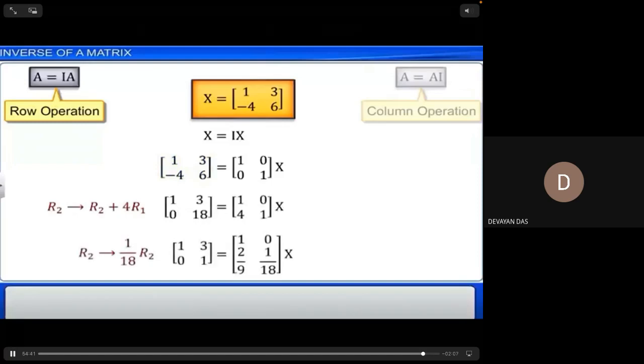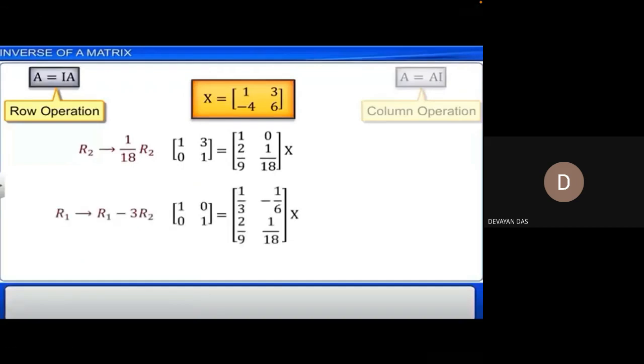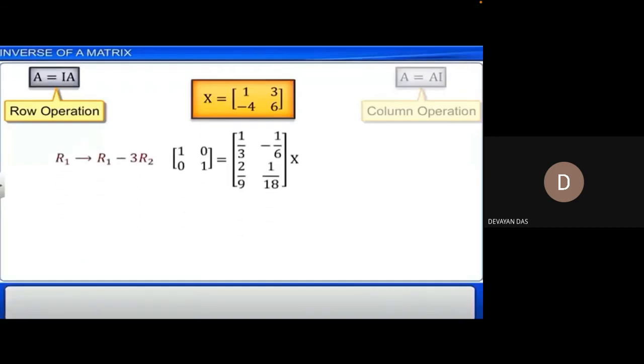Now again what to do? We have to make that 3 a 0. How do you make this a 0? R1 goes to R1 minus 3R2. Do R1 minus 3R2. The 1 will not change, the 0 will not change either. The same is applied on the right hand side matrix also. So now whatever matrix we get on the right hand side, that is the inverse of the given matrix.